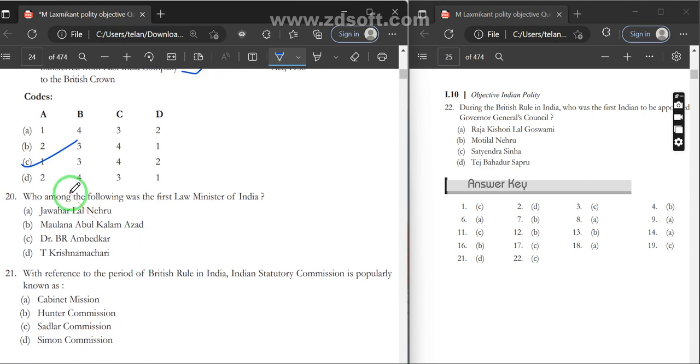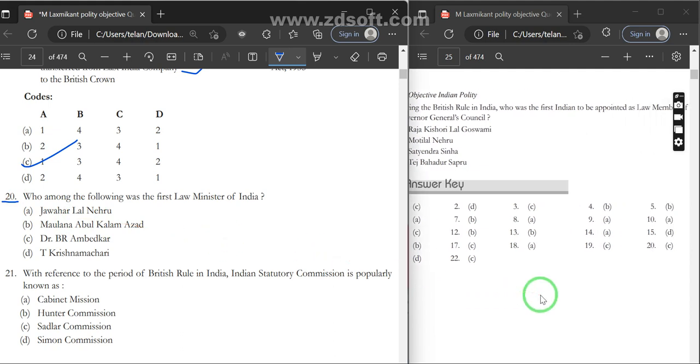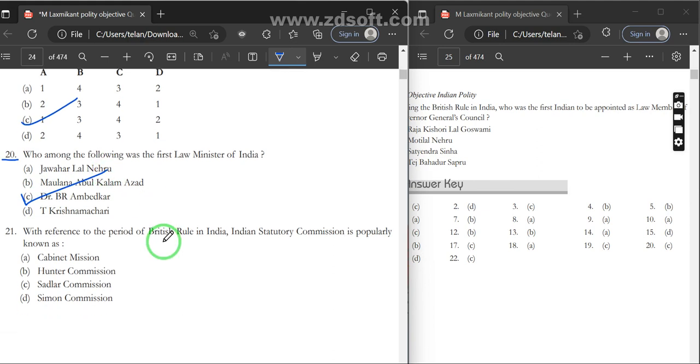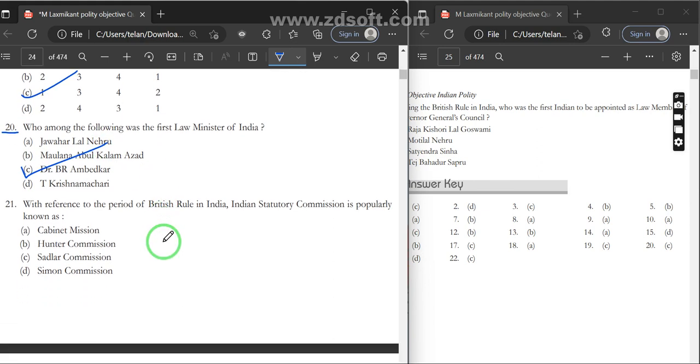Who among the following was the first law minister of India? Now let's see if you guys know about this. The answer is Dr. B.R. Ambedkar. He is the first law minister of India. I have huge respect for him.